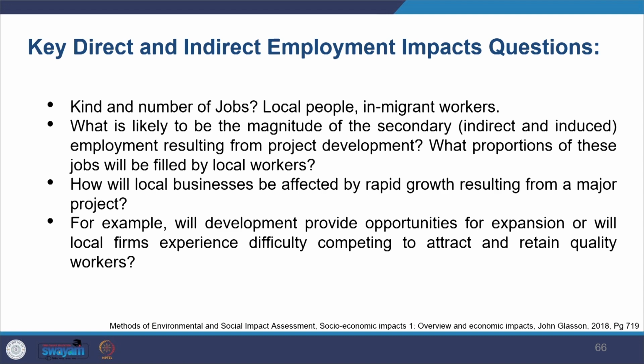You will look at the kind and number of jobs that will be created, what kind of jobs will be created for the local people, what kind of jobs will be created for in-migrant workers, and what will be the scale or magnitude of indirect and induced employment because of the development, what will be the share of that, and what proportion of those jobs will be filled by local people. So if 100 jobs are created, how many will be for local people? 1, 2, or 30, 40 out of 100. You need to understand those kinds of proportions.